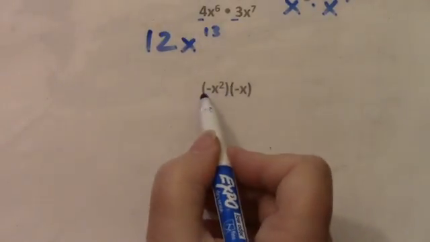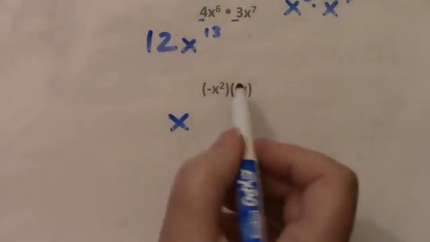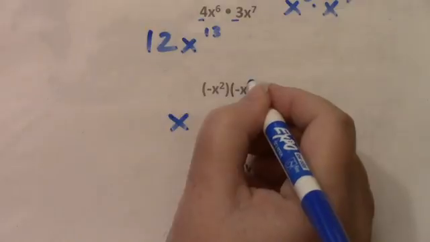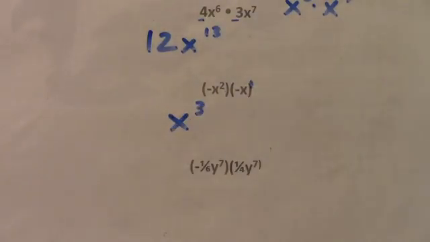Our next one, negative times negative makes positive, so I'm simply going to make this a positive x, and I'm going to add my exponents. I have a 2 here and a 1 there. Even though it's not there, it's really there, so this is x to the 3rd.